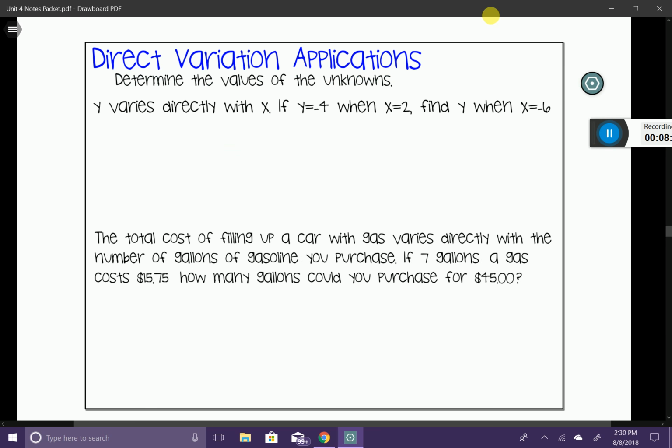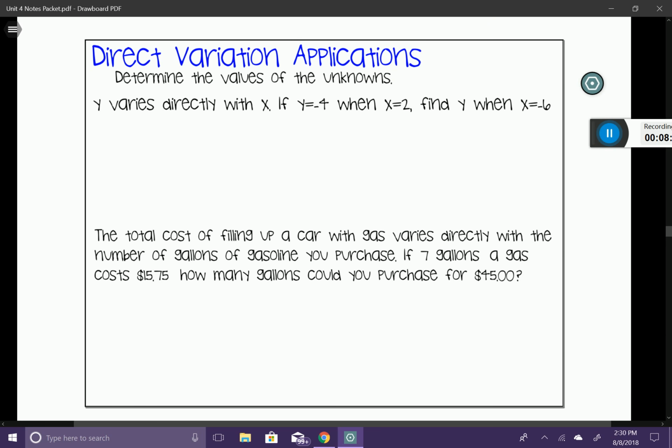Okay, I'm going to show you 2 application problems of direct variation to kind of show you what we use it for. Here it says, determine the values of the unknowns. Y varies directly with x. If y equals -4 when x equals 2, find y when x equals -6.